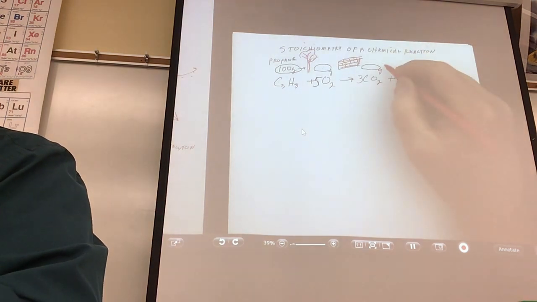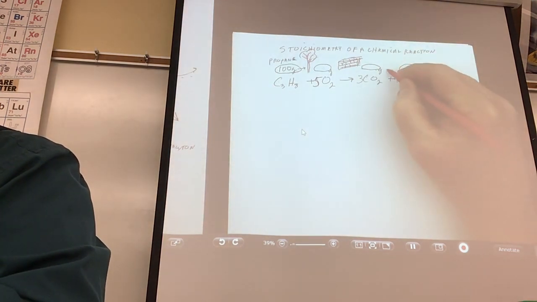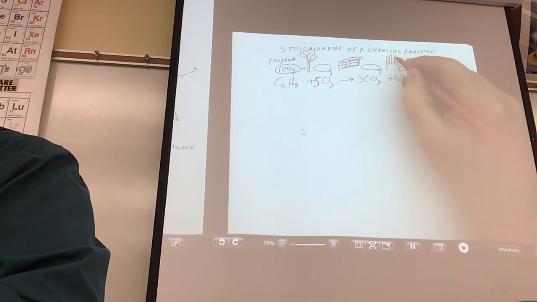I want to go from grams to this to grams to that. You can't. There's a big city there. There's a city there. No, you can't. You can't do that.